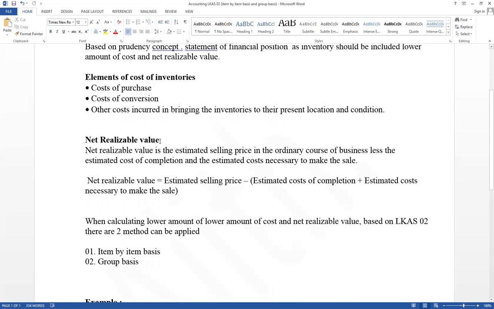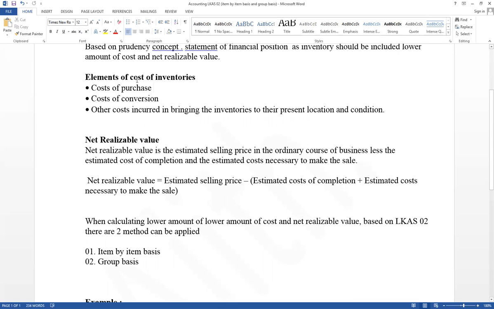And net realizable value. Net realizable value can be calculated as estimated selling price minus estimated cost of completion, as well as estimated cost necessary to make the sales. The further completion cost, the estimated cost of completion, as well as the estimated cost necessary to make the sales should be deducted from the estimated selling price. This is the way you have to calculate net realizable value, and this is the way you have to calculate cost of inventory: elements of cost, cost of purchase, cost of conversion, and other costs.